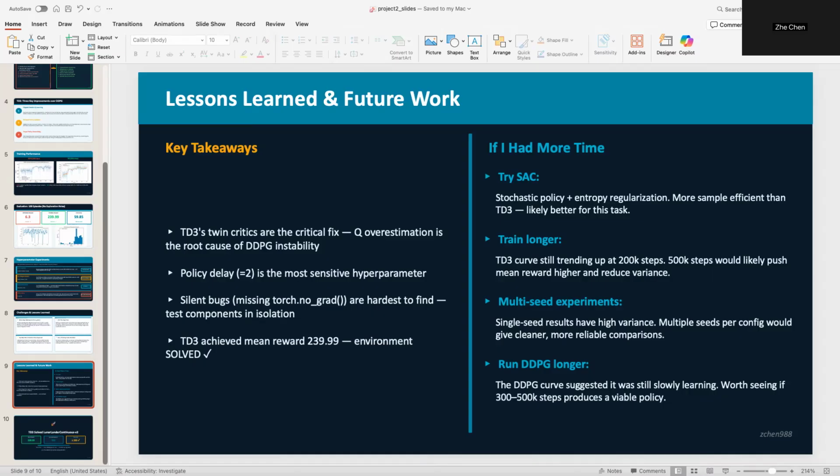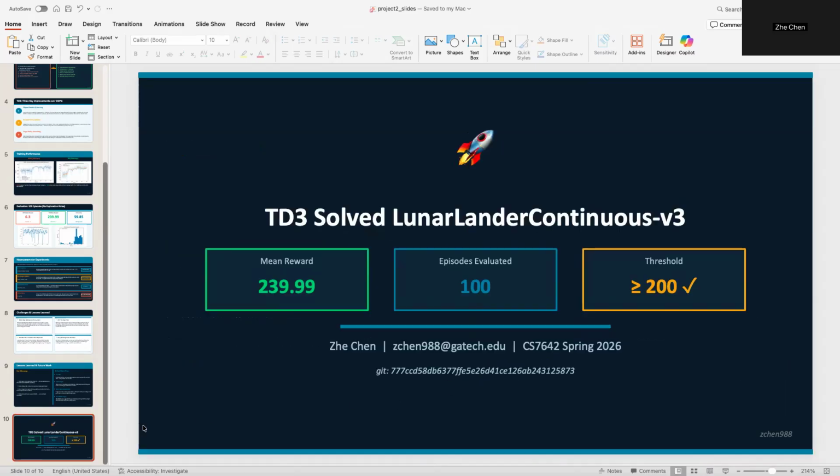If I had more time, I would try out soft actor-critic, and I also want to run longer training experiments and perform multi-seed hyperparameter studies. Overall, TD3 successfully solved the lunar lander continuous environment. The final agent achieved a mean reward of 240 over 100 episodes, which exceeded the solved threshold. This project showed that TD3 improves the stability of deep reinforcement learning for continuous control tasks.